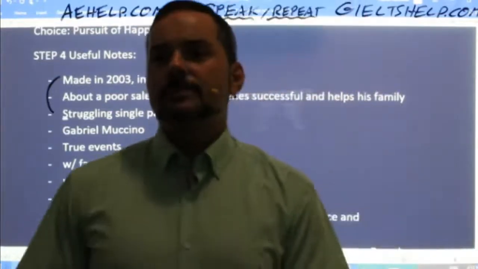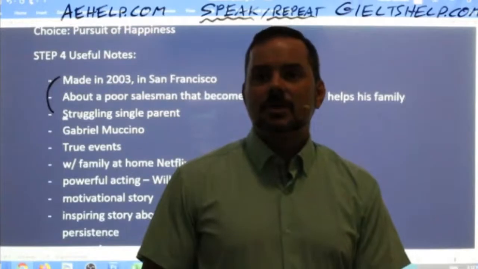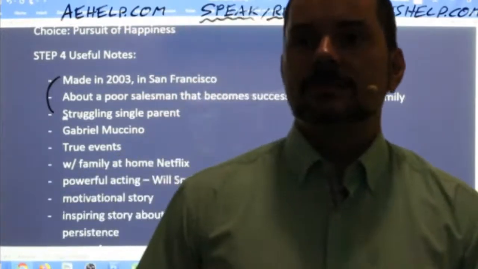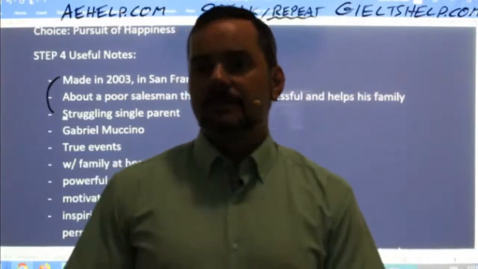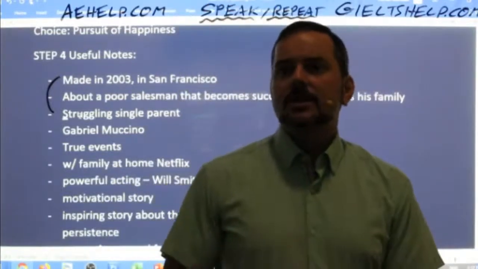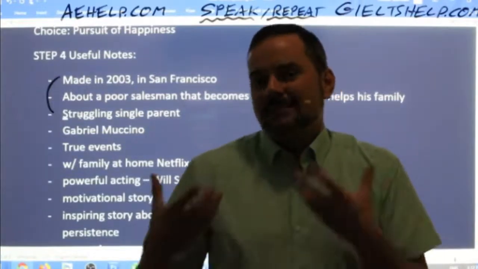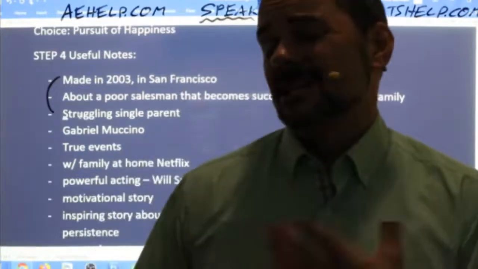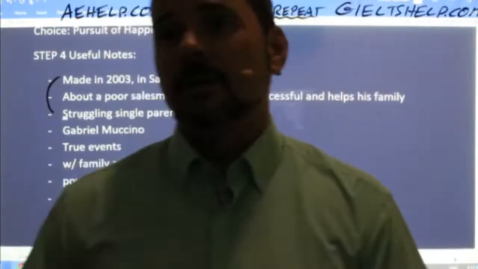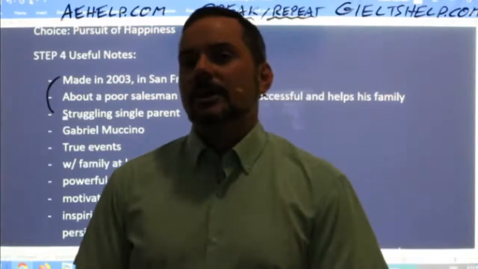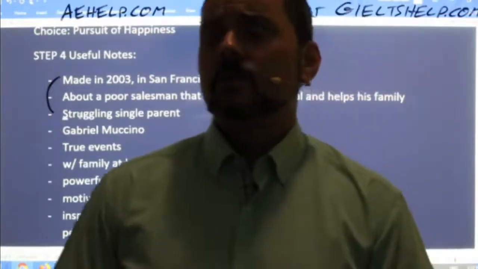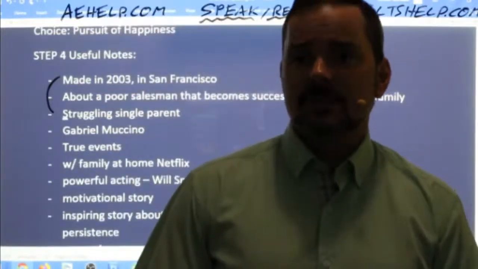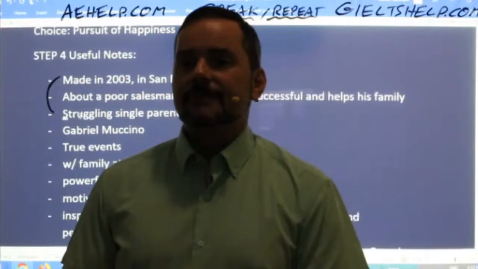Victor says this film was made in 2003 in San Francisco, and is about a poor salesman who becomes successful and helps his family. Okay, Victor, it's nice, it's concise. Yeah, it's a little bit tricky talking about movies, of course, in a foreign language, it's not an easy task, but nor is talking about music or painting. So I think you're still better off with a movie. This film was made in 2003 and shot in San Francisco, okay, or filmed in San Francisco.